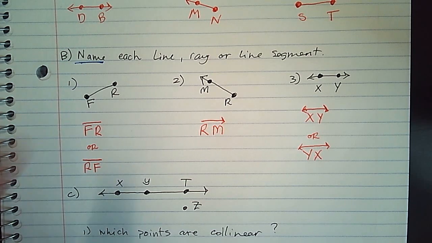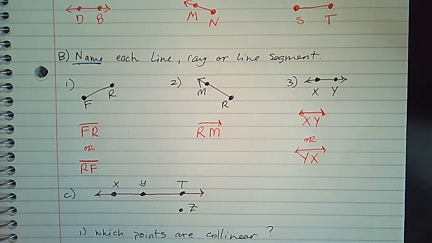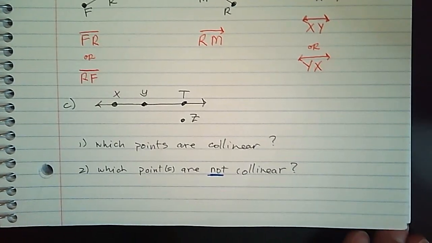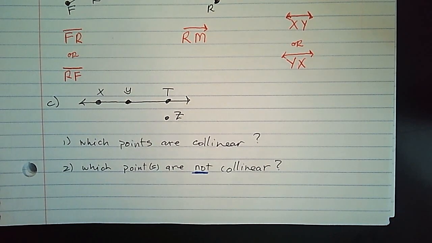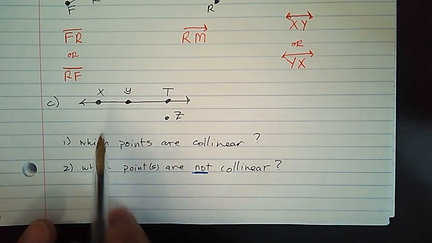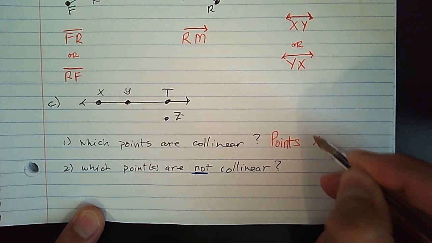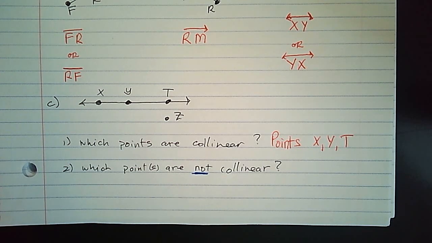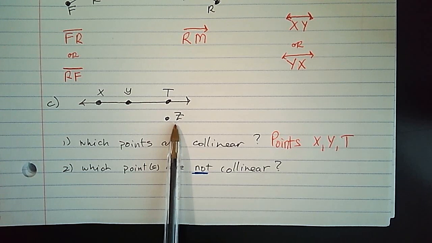Again, if you go back to the top, we drew some. Here we're naming them, and then C is just another set of problems we want to work out, looking for collinear. So here it says which points are collinear. Again, it's just which ones are on the same line. So X, Y, and T are on the same line. So I'll just say points X, Y, and T. Those are collinear. They're on the same line. And then which point or points are not collinear? Z. Z is not collinear.